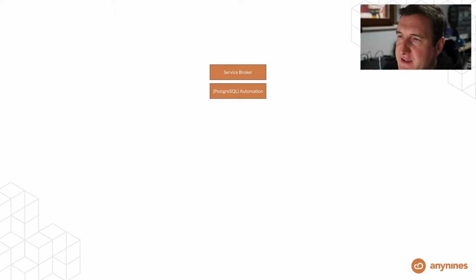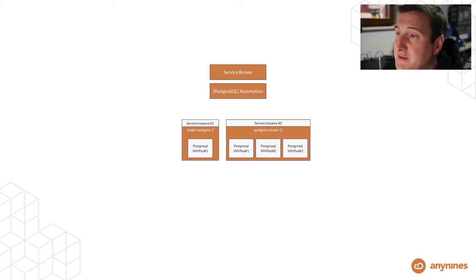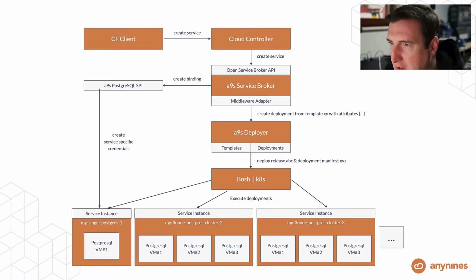So in general, the idea is that there's a service broker. The service broker is, for example, integrated with Cloud Foundry, and upon the request of an application developer, an automation is triggered, in this case a Postgres service broker, and it creates a single Postgres, in this case represented by a virtual machine. Or another service instance could be represented by 3 virtual machines comprising a streaming cluster, for example.